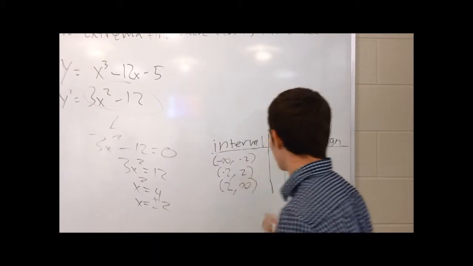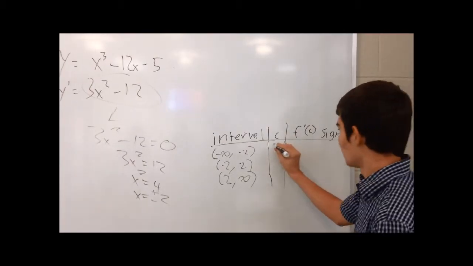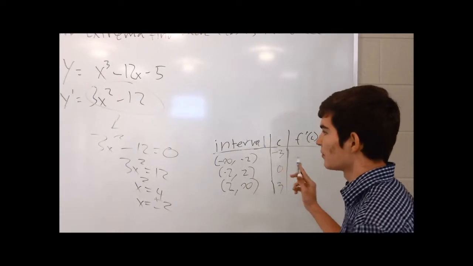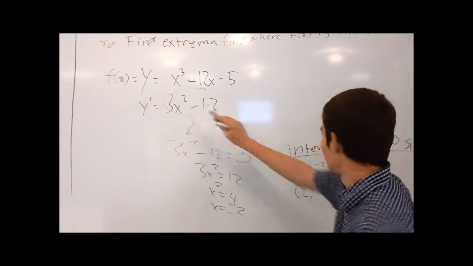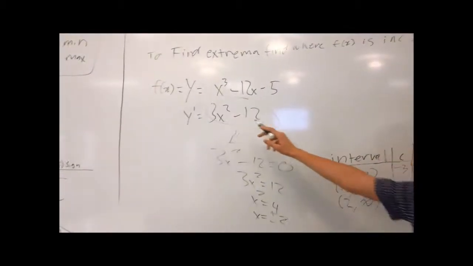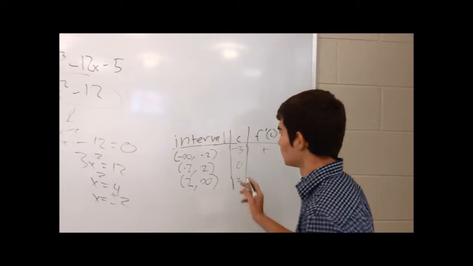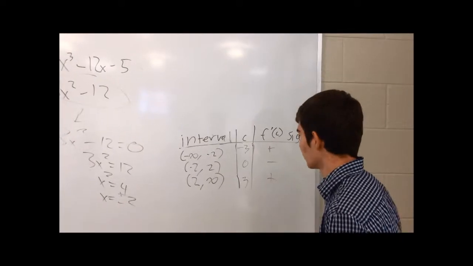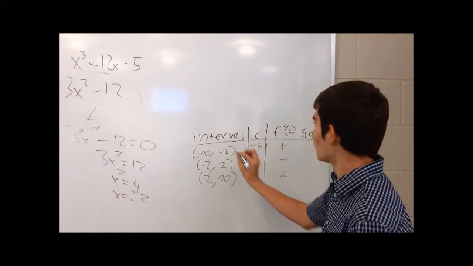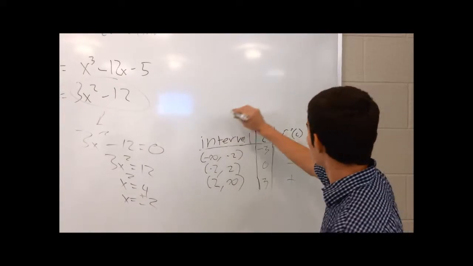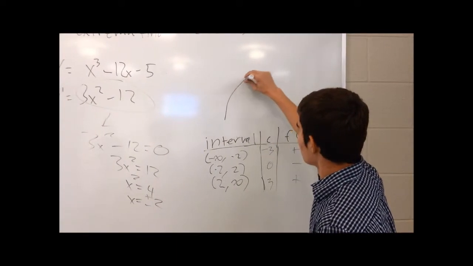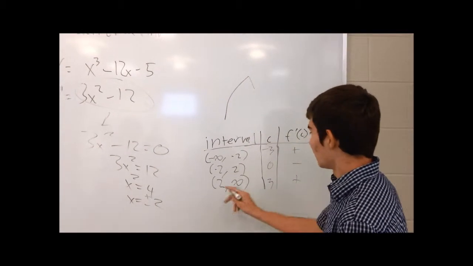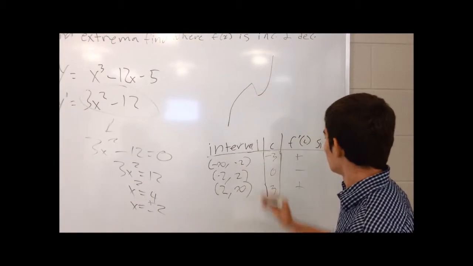Okay, now we're going to want to find the easiest value to test. Here I would choose -3, 0, and 3. Now, when we plug in -3 to this equation right here, remember, we want the f prime of c sign. We get a positive number. Plug in 0, we get a negative number. Plug in 3, we get a positive number. Now what this means is that on the interval from negative infinity to negative 2, the graph is increasing, like so.